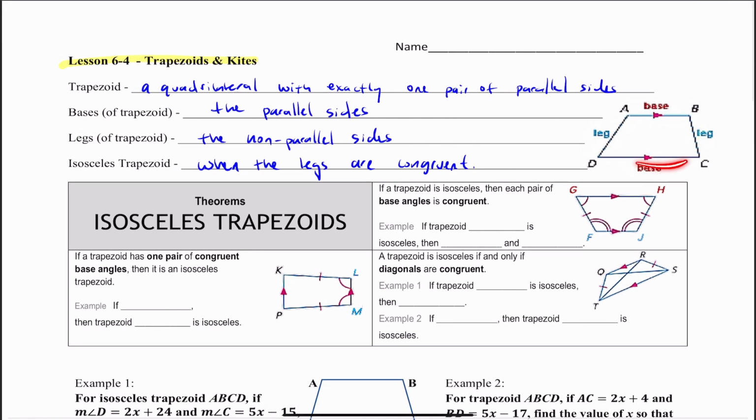Okay, so here we have a trapezoid. It is a quadrilateral, so 1, 2, 3, 4 sides with exactly one pair of parallel sides. The bases of a trapezoid, we can see that these segments are parallel, so we consider those parallel sides the bases. The legs of a trapezoid are the non-parallel sides. And then an isosceles trapezoid is when the legs are congruent.